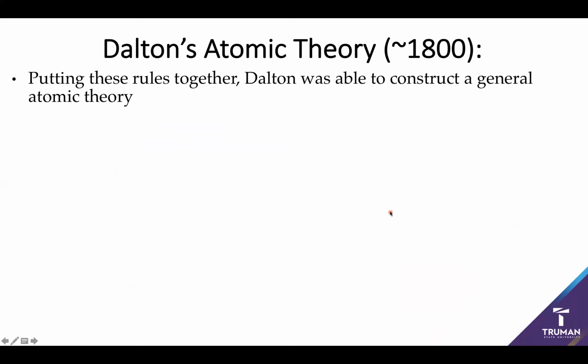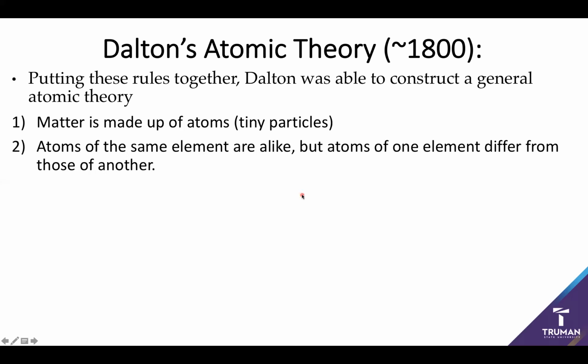So Dalton went ahead and he took all of the previous work of Boyle and Lavoisier, along with his law of multiple proportions, and was able to construct a general atomic theory, which still holds fairly well today. First, he went back to Boyle and Democritus, and he said that all matter is made up of tiny atoms, or tiny indivisible particles. And atoms of the same element are all alike.